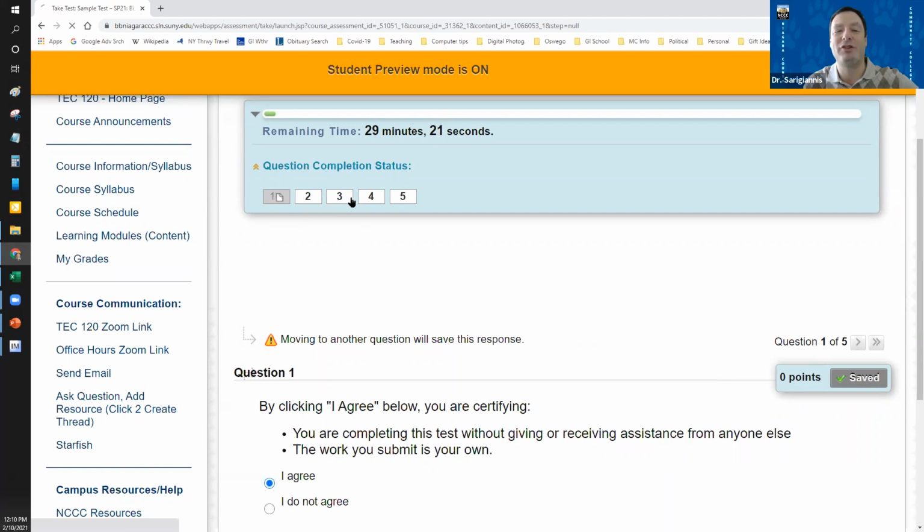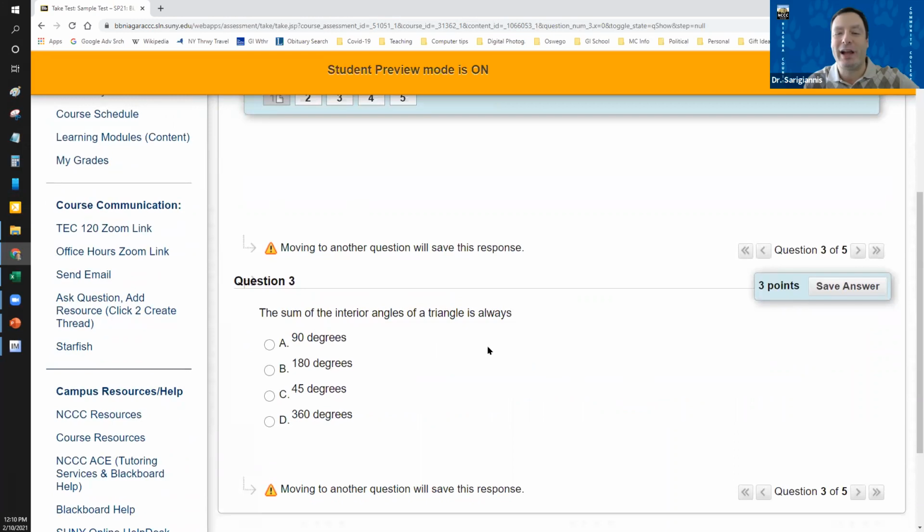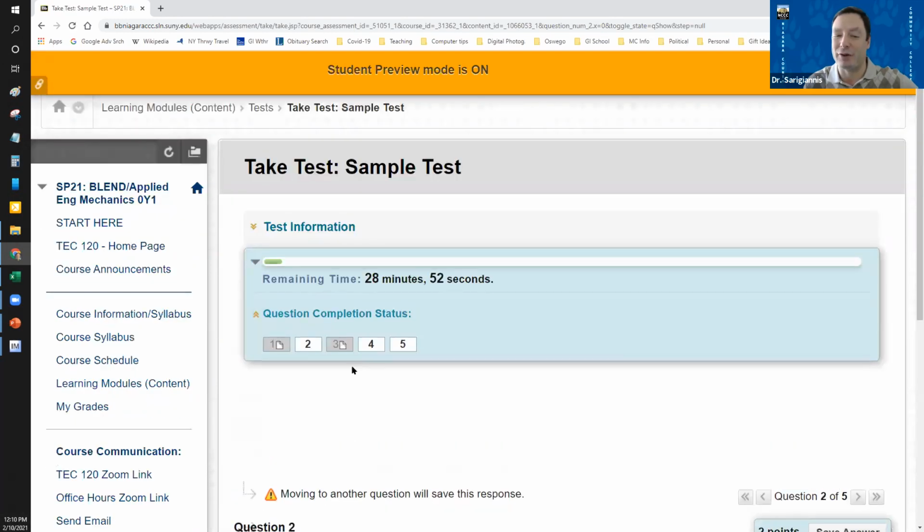Now I could jump ahead to question 3. I just threw some really quick, easy questions on here. The sum of the interior angles of a triangle is always, and so I'll put 180 degrees. I'll save my answer. And notice up here I can see, all right, I haven't finished number 2. I better go back and do that one. I can also navigate with the arrows. If you answer a question and you navigate away from it, it will save your answer. It should save your answer.